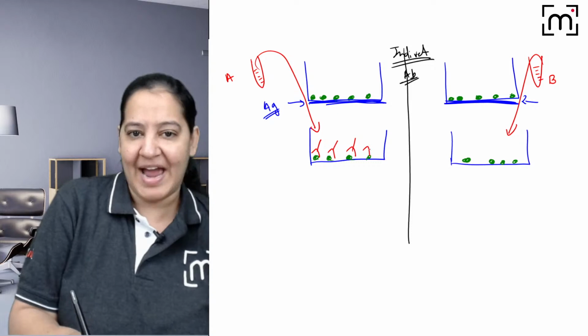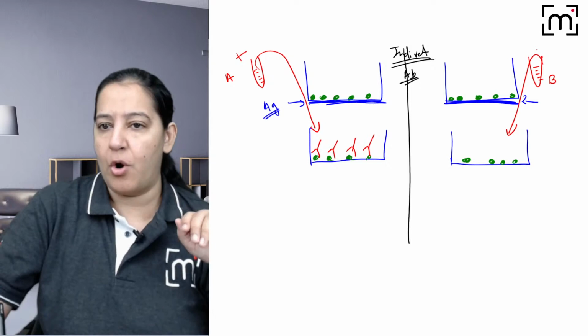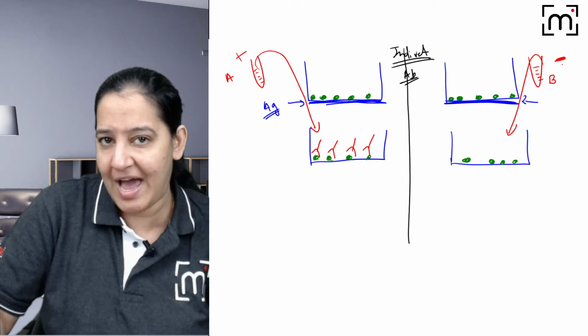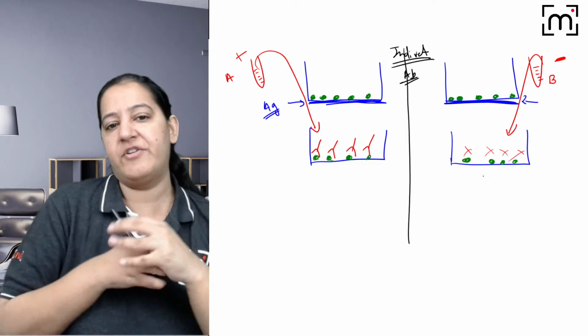But in patient B, my suspicion is wrong. Based on symptoms, I'm thinking the patient has HIV, but actually the patient doesn't have it. So the patient doesn't have antibodies, no antibodies in the sample, so no antigen antibody reaction is there. But in patient A, the antigen antibody reaction is there.